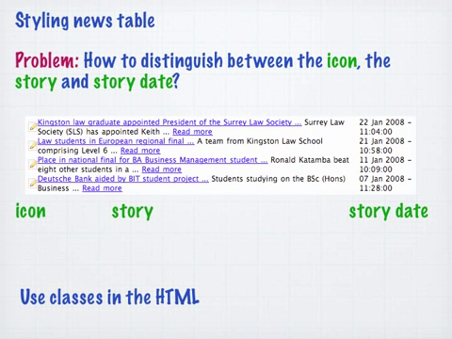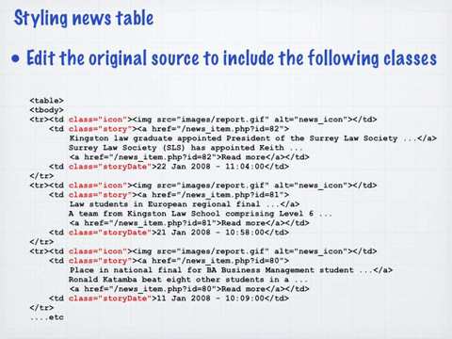Now for perhaps the hardest bit, which is styling this table. We've got 3 columns here. There's an icon in the first column, and then there's a story which sits in the second column of the table, and then we've got the story date sitting in the third column of the table. Well, like the menu system that we had, the best way to style this is to use classes. So again, we're going to have to go back in and edit the file to add some classes in. So I've decided to use 3 names: icon, story and story date. And in red you can see how I've edited that. And I've added icon, story and story date as classes to each particular row.